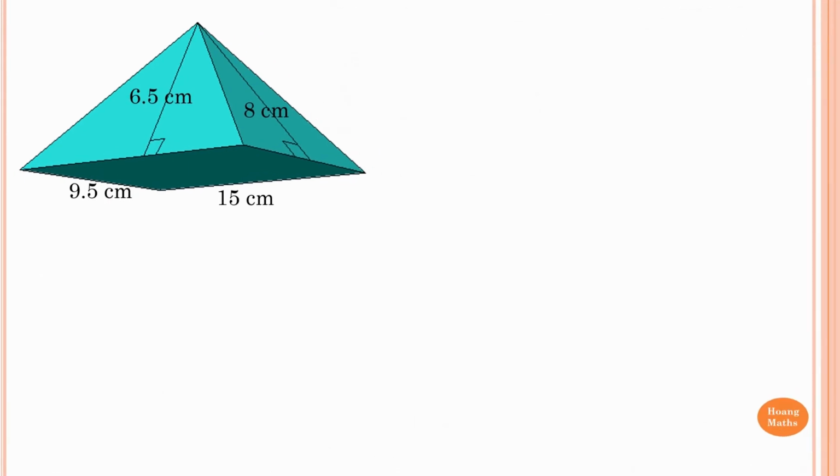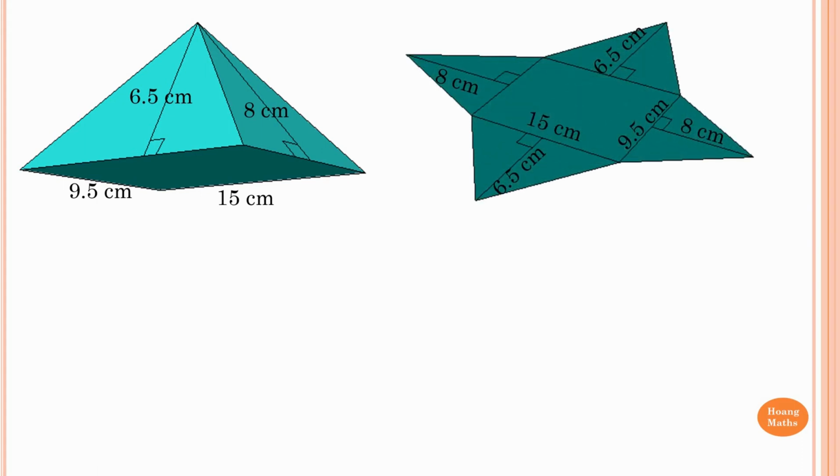Second one. Please stop the video and try this one yourself. And this is the net for this pyramid here. I can work out the area of this triangle here first. I name this 1, so area 1, because these both are the same. And this is 2, they are the same. I just name 2. And then the base, it doesn't matter how you name it.